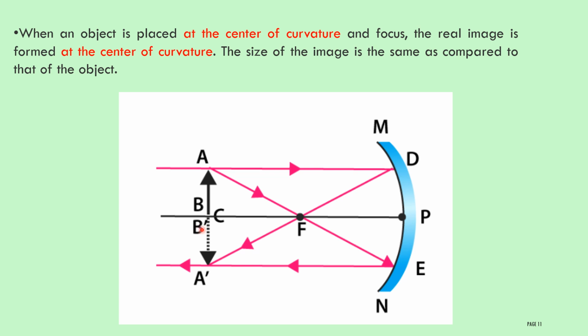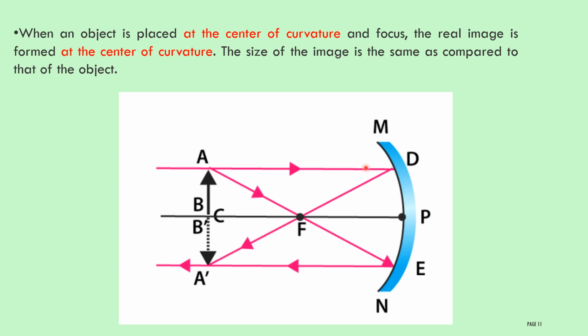Let us discuss in detail here. AB is the position of an object. Here also we are considering two rays. First ray, this is the ray AD, this ray is parallel to the principal axis. Already you know, if any ray is parallel to the principal axis, it will always pass through the principal focus.